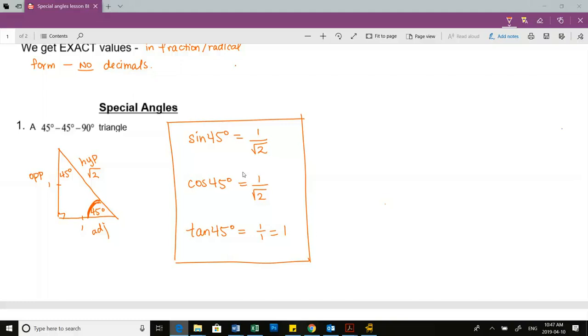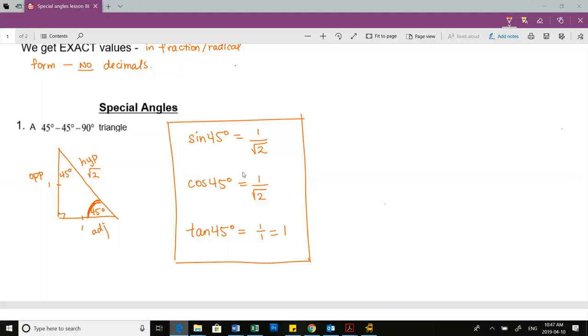Also, if your calculator is not one of the calculators that leaves things in exact form for you, like it leaves things with radicals and in fraction form, this is how we can get those values as exact values. We are not going to be using our calculators at all for this first part of the unit. We don't need our calculators for this.